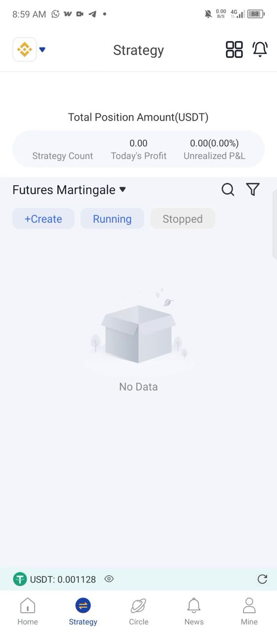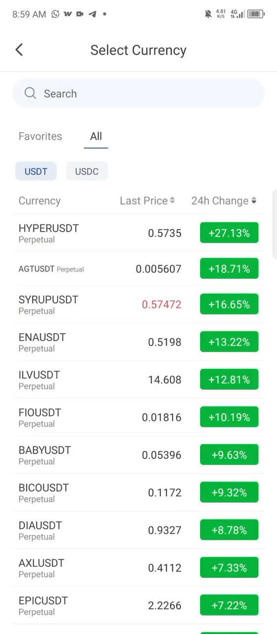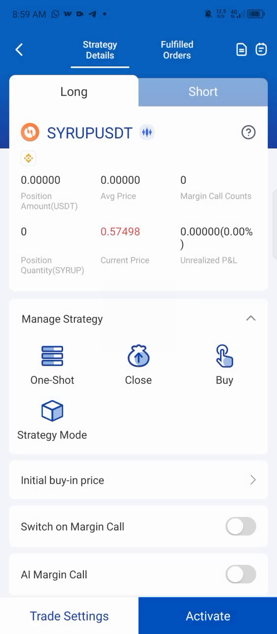So I'm on Royal Kill. I'm on the futures market. I'm using the futures market for this analysis, but you can use it also for spot trading and other things. I want to pick any coin of my choice, just any coin for analysis at the moment. So I'll use the SYRUP USDT. I'll choose the SYRUP USDT from my list of tokens and coins.